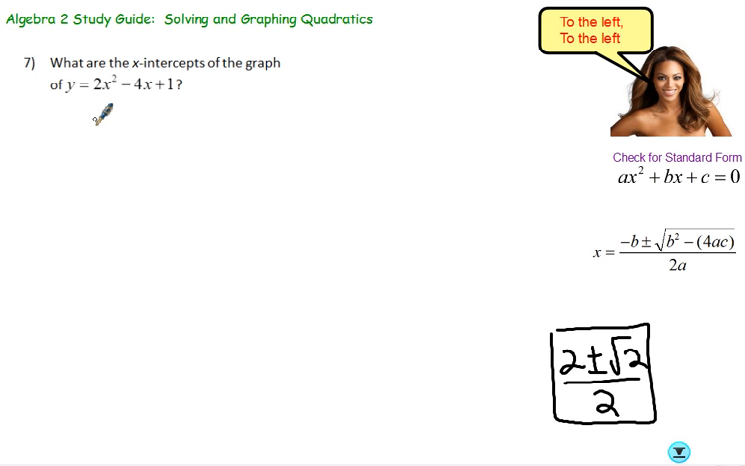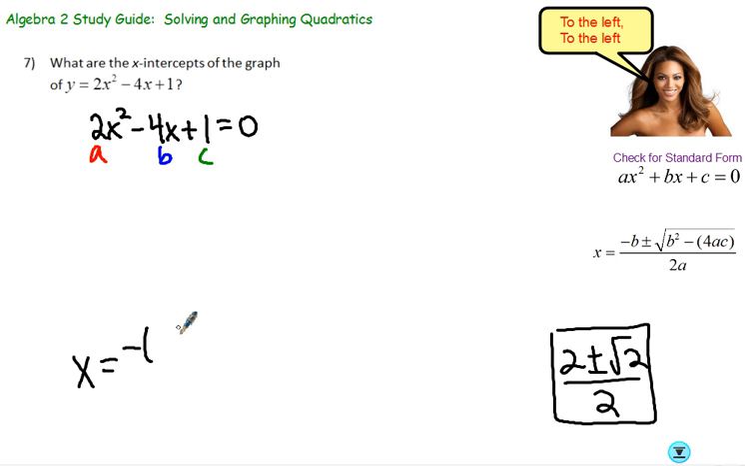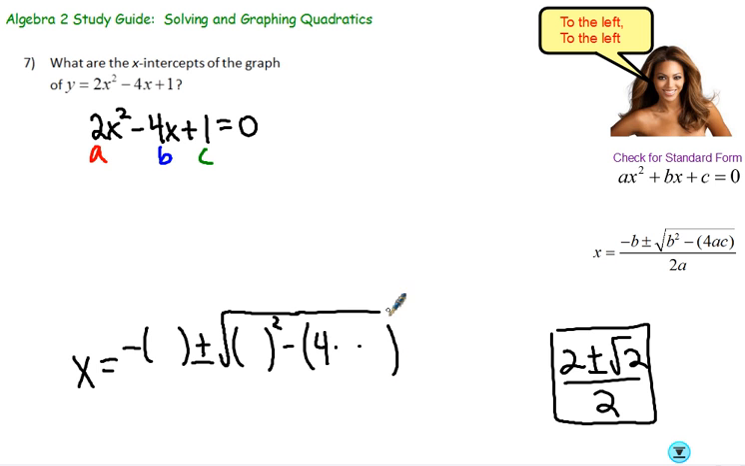So I'm just going to rewrite it first of all. 2x squared minus 4x plus 1 equals 0. So let's try, here's my A, here's my B, and here is my C. And so I'm going to set it up. X equals negative B plus or minus the square root of b squared minus 4 times a times c, all over 2a. Sometimes I set it up this way because I know that's the part of the formula that's always going to be there, and then I go back and fill in my numbers.